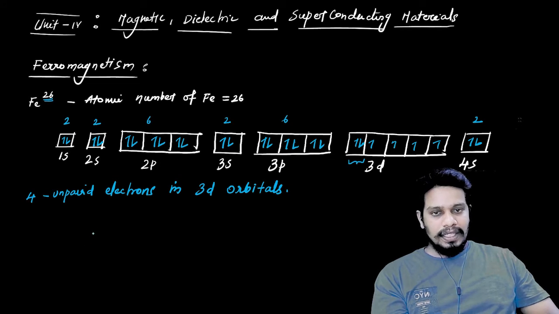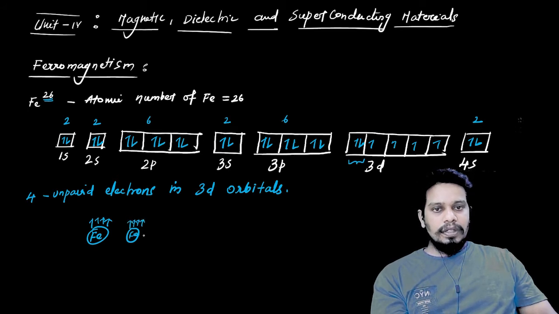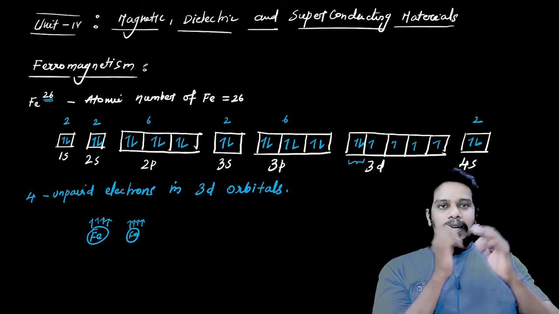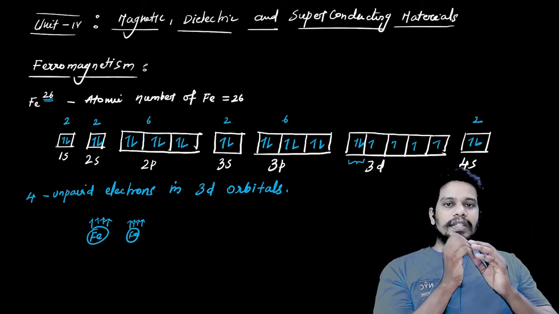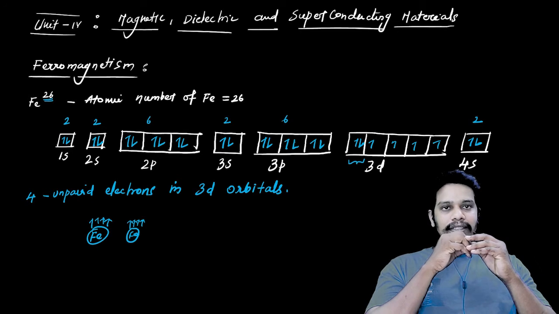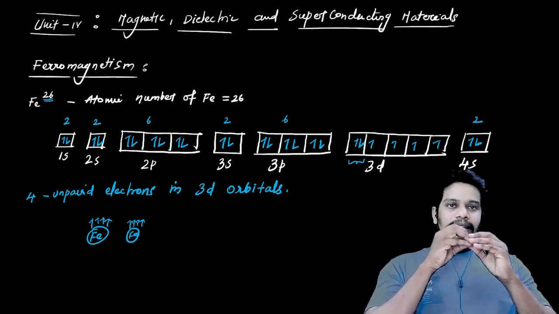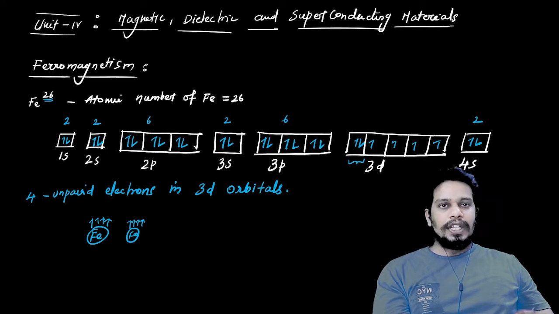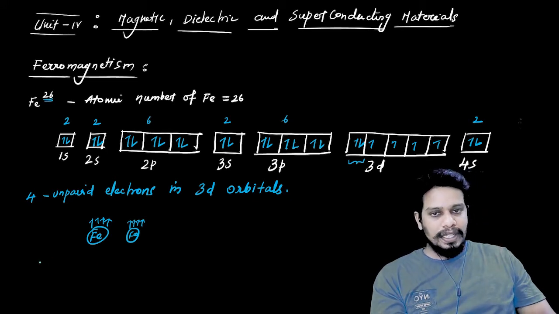That means, suppose if you are taking the iron atom here, there are four unpaired electrons. All of them are aligned in the same direction. What will it do? It will induce the nearby iron atom also, the unpaired electrons try to align with parallel magnetic moment. That's why the ferromagnetic material is spontaneously magnetized. Even without the external magnetic field, there will be a spontaneous magnetization in the ferromagnetic material.